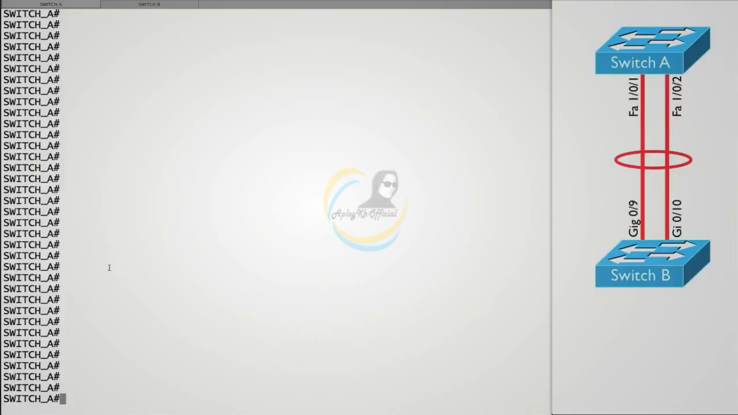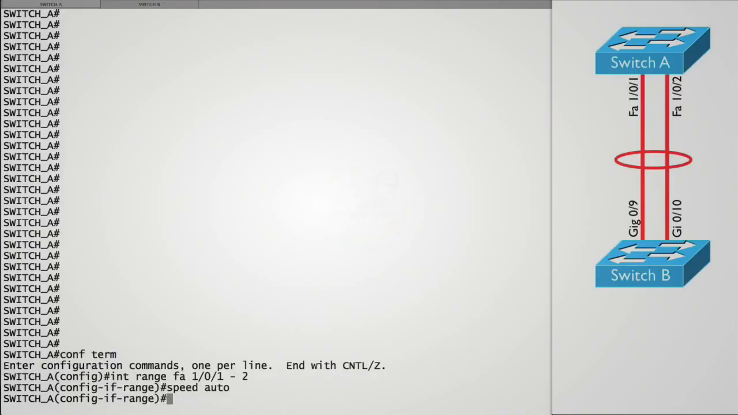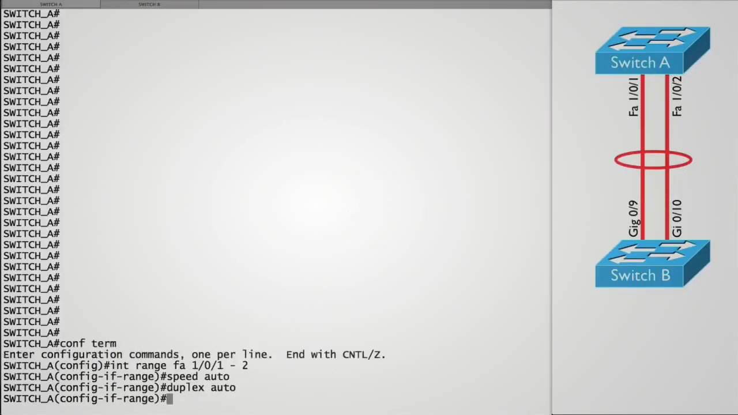However, I am interconnecting these switches with straight-through cables, so I'll want to use MDIX to automatically negotiate which pins are receive and which pins are transmit. So let's go into interface range configuration mode on switch A. I'll say interface range FastEthernet 1/0/1 - 2, and I'll say speed auto, because in order to set up MDIX, speed and duplex have to be set to auto. Speed auto, duplex auto, MDIX auto.